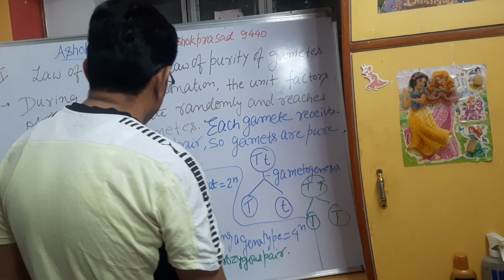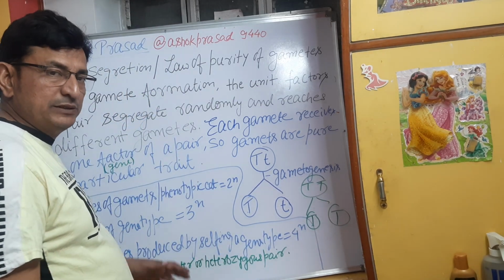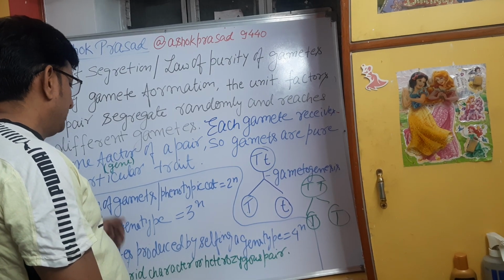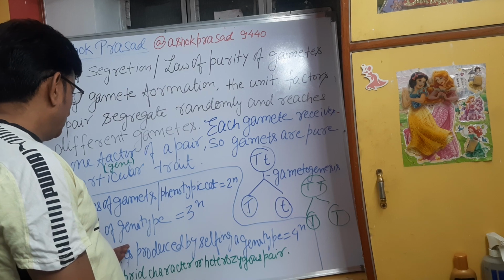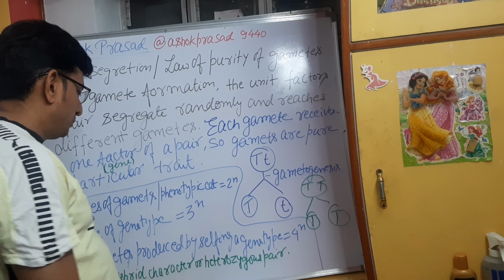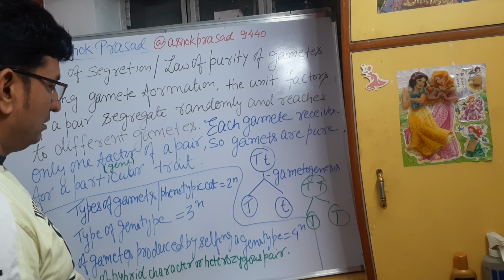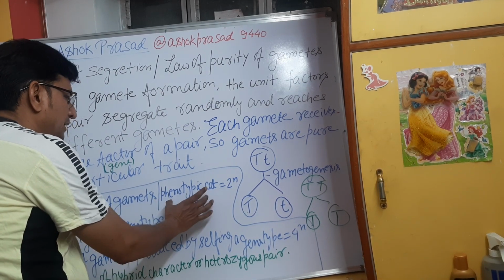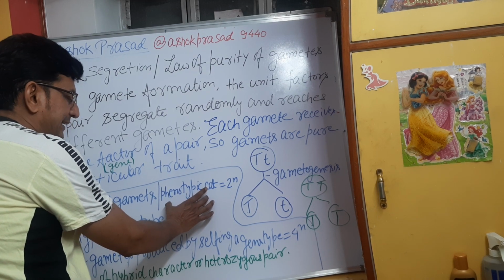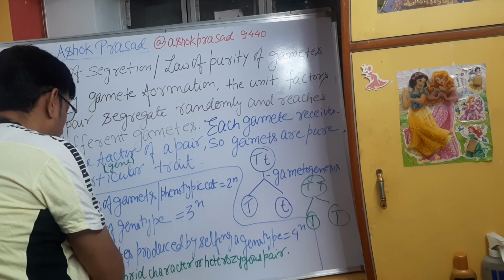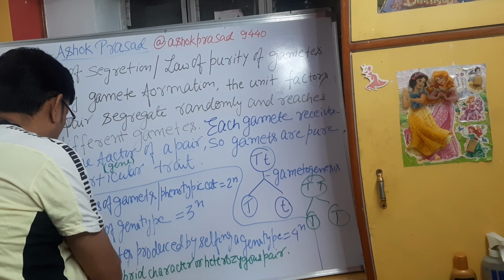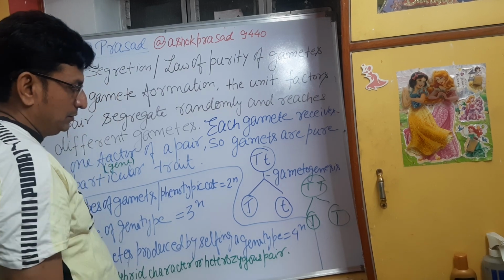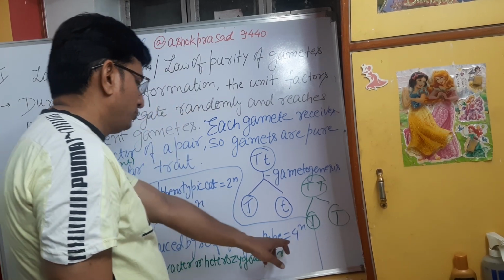Now these techniques are also asked in the NEET exam seriously. This question has been asked many times, like you are supposed to find how many gametes will be formed, types of genotypes, number of gametes produced by the selfing of a genotype. So if you have to calculate type of gametes, that means phenotypic category, it is 2 raised to the power n. Type of genotype is 3 raised to the power n. Number of gametes produced by selfing a genotype is 4 raised to the power n.